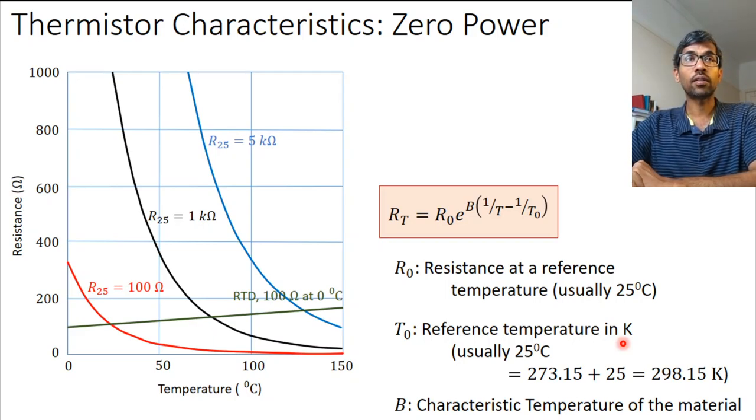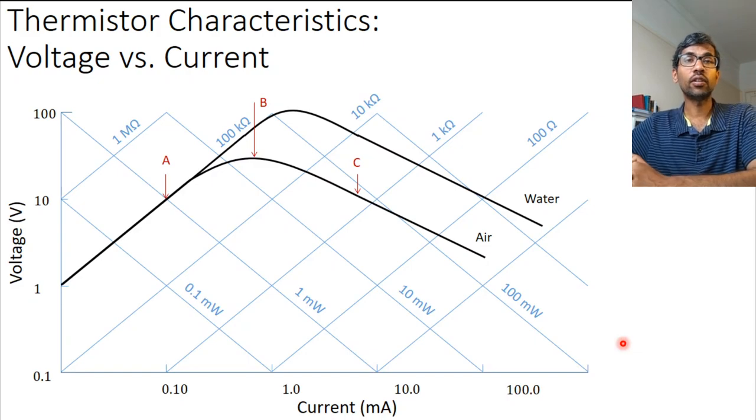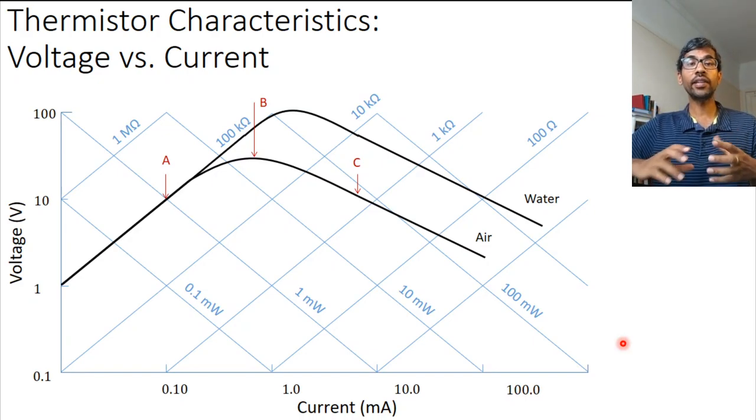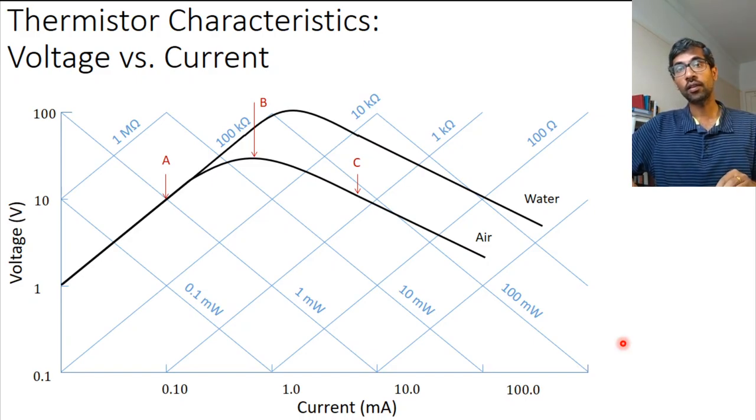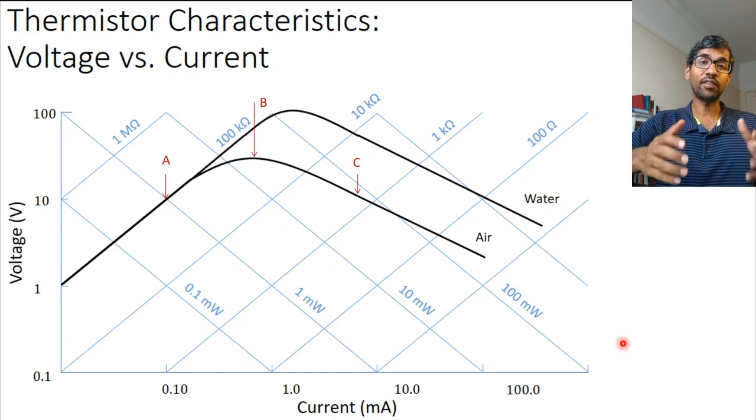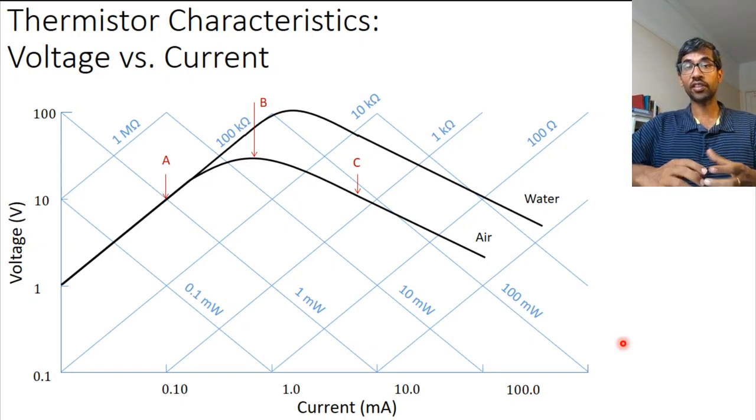Okay, so let's take a look at the next characteristic. Now, this is the voltage versus current characteristic of the thermistor. As we already discussed, the temperature of the thermistor is influenced by two factors. One is the environment, or the temperature of the thing that we are trying to measure. So let's say you're trying to measure the temperature of the room. So that is the environment for the thermistor.